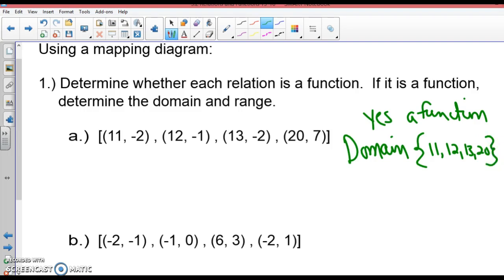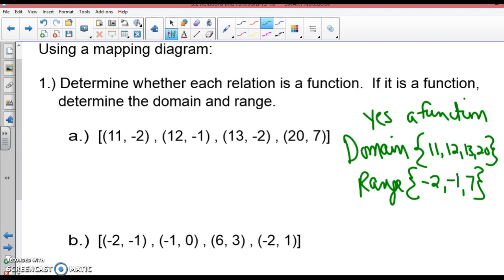My domain are my x values, or my input, or my independent variable, whatever you want to think of it as. My range, tell me what my range is. -2, -1, -2, -1, and 7. I hear Katrina saying, but there's another -2. You don't list it twice. That's my range. Those three numbers.